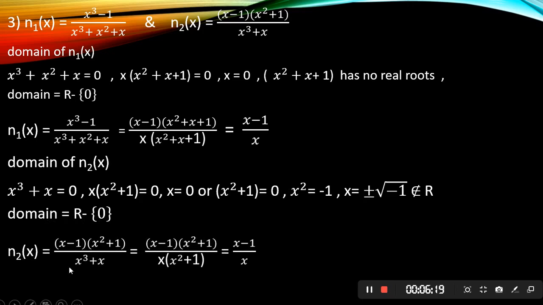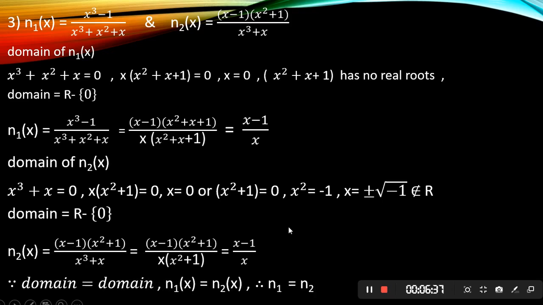n2(x) = (x - 1)(x^2 + 1)/(x(x^2 + 1)). I can cancel x^2 + 1 with x^2 + 1, and the answer will be (x - 1)/x. The domains are equal, and n1(x) = n2(x). Therefore, n1 = n2.